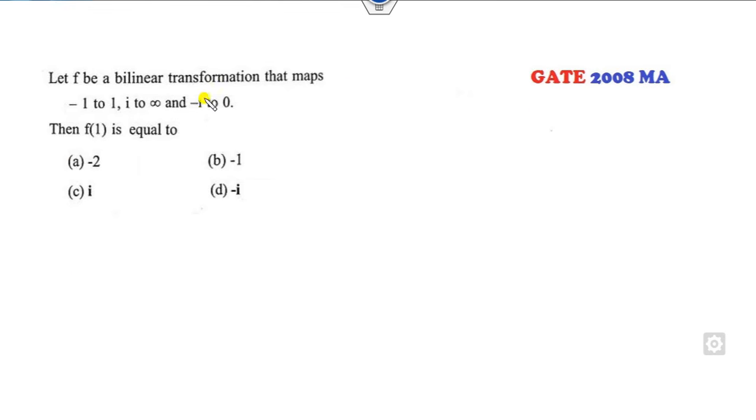Okay, look at this another one. f is the mapping. Whenever z is minus 1, it goes to 1. Whenever z is iota, it goes to infinity. Whenever it goes to minus 1, minus iota, it goes to 0. Fine. Then your target is to identify it.